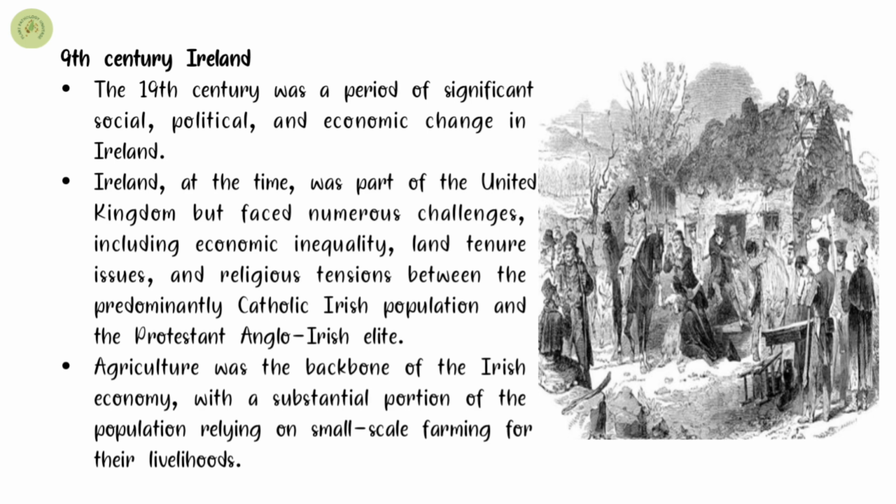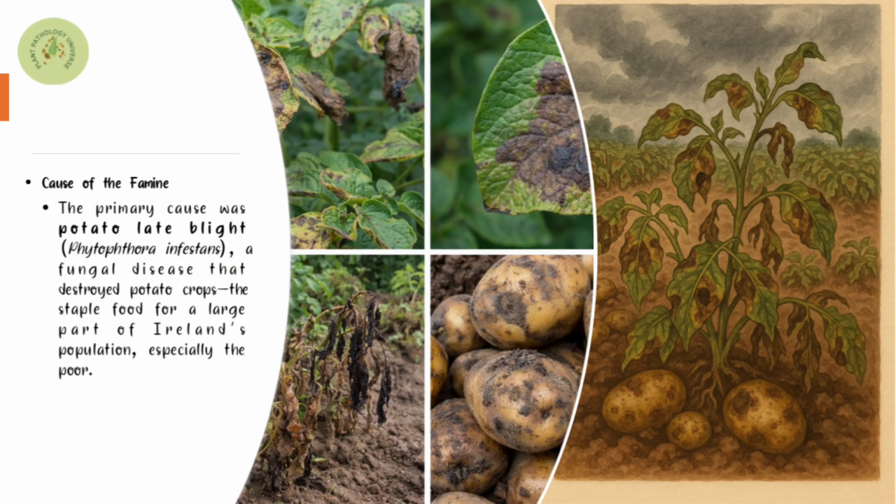Okay, so here it is written that Ireland at that time was a part of United States, and because of the different challenges, economic inequality, etc., they were completely dependent on growing potato as a crop for their food purpose, right? And now since they were solely reliant on potato, in 1845 to 46, when the disease of late blight occurred, it devastated their crop completely, as you can see here, right? So this is about the cause of the famine.